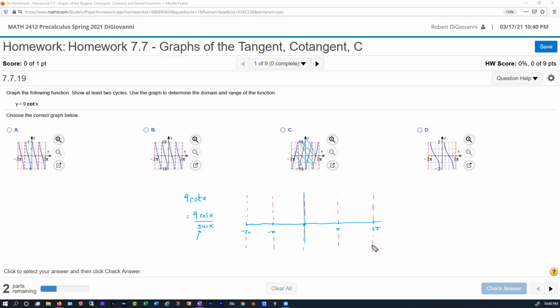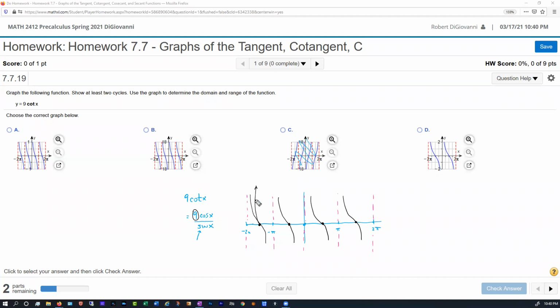And then we know that for cotangent and for tangent, you'll have x-intercepts at the middle point in between the vertical asymptotes. So we should have x-intercepts here, here, here, here. And then it's going to go like this, because that's the standard shape of cotangent. Now, the only thing is this 9 here. What that does is it stretches it out, so it makes it really kind of narrow.